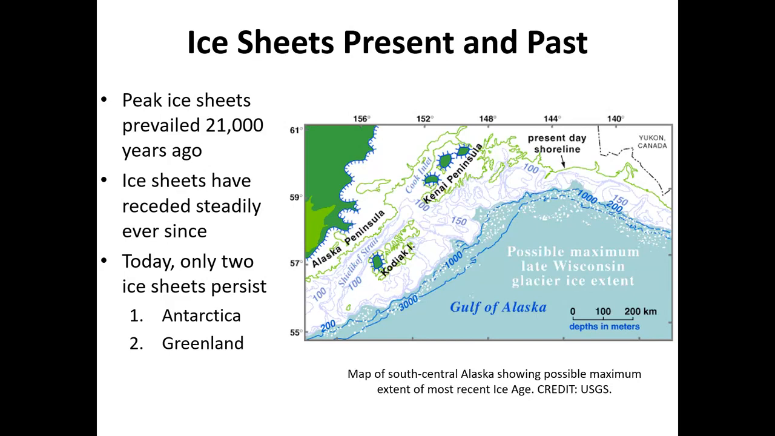So, ice sheets, the past and present. The last ice age peaked about 21,000 years ago. And the picture you have here shows the extent where scientists think it might have gone to. This is basically the Alaskan Peninsula, and these are the Aleutian Islands. So this is the possible maximum expansion of glaciers along Alaska. Because there was so much ice locked up in glaciers, sea levels were actually significantly lower at the peak of the last ice age.